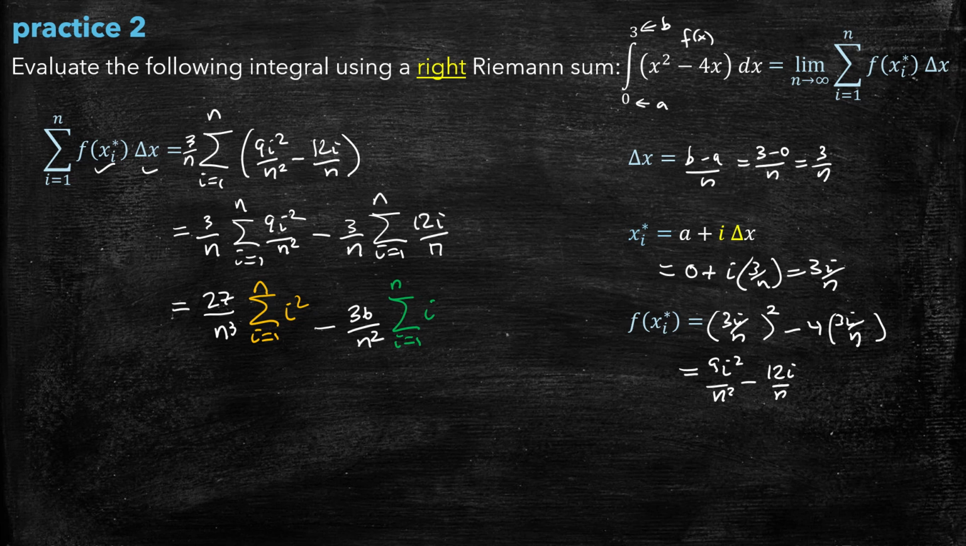So that equals 27 over n cubed. And that first summation we know is n times n plus 1 times 2n plus 1 over 6. And then we have to minus 36 over n squared. And that summation of i is n times n plus 1 over 2. We're going to take that onto the next slide so we have more space to complete the calculation.